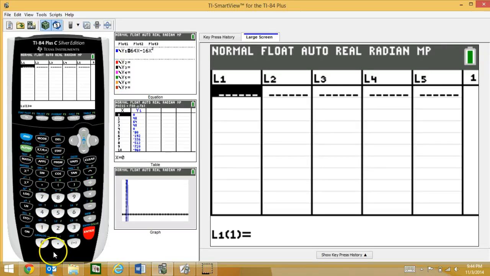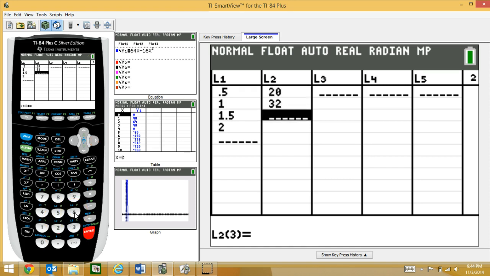So I'm going to enter the times into list 1. So half a second, 1 second, 1.5 seconds, and 2 seconds. And then the corresponding heights will go into list 2. The 20, 32, 36, and 32.